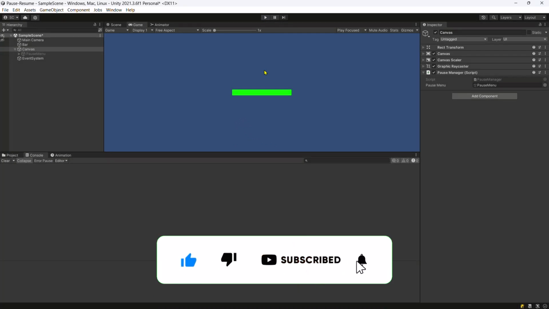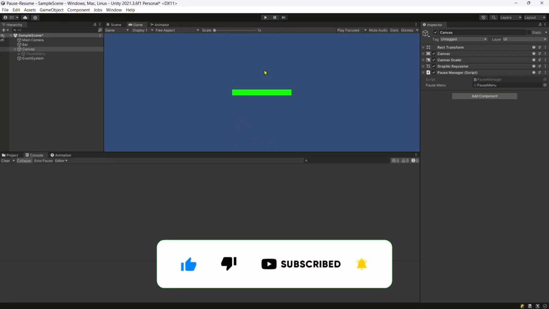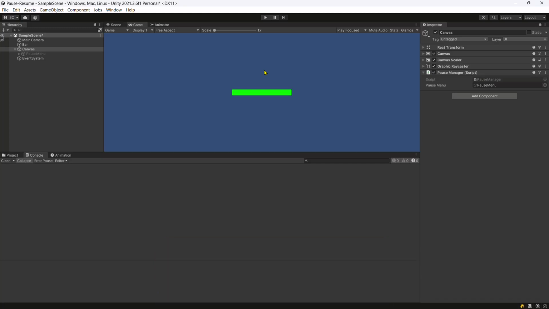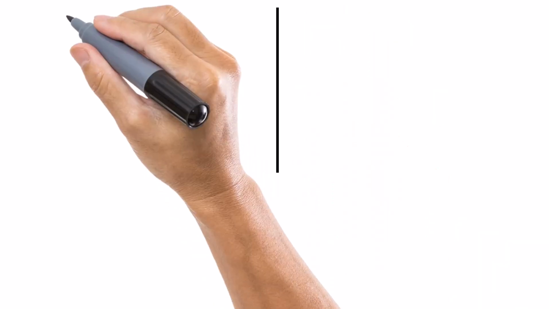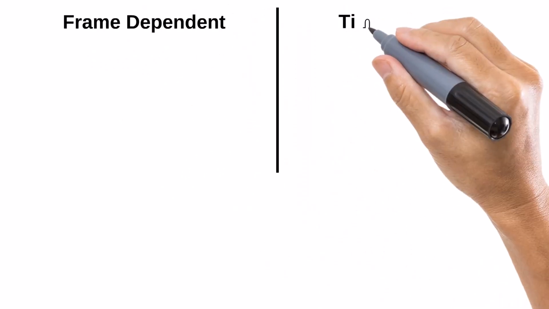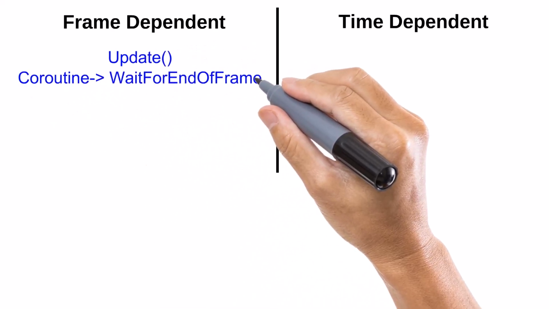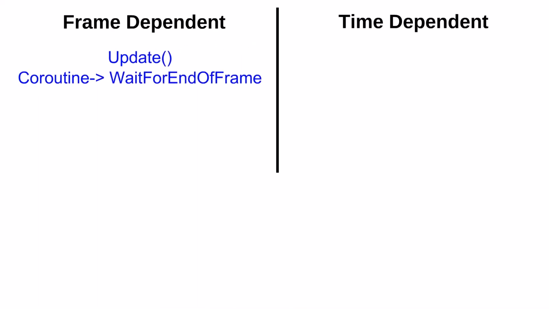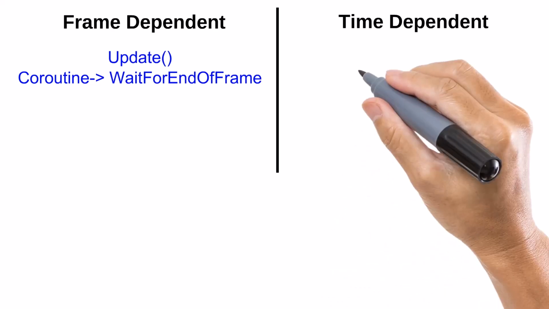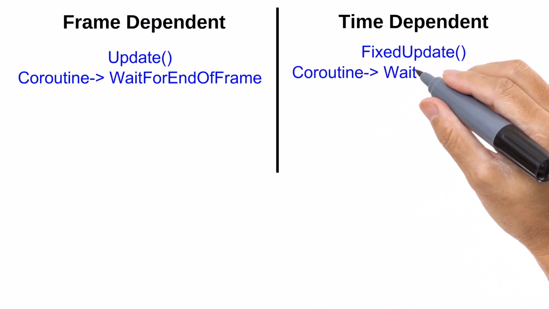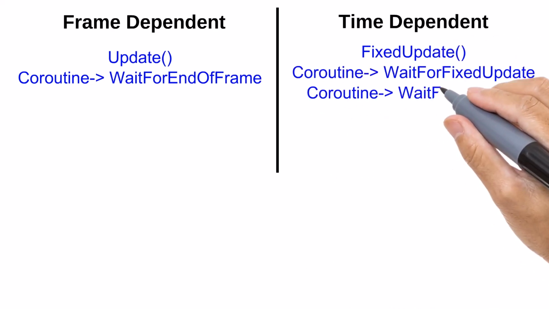But there is one important thing that we need to understand here. The functions that are called repeatedly at some interval can be divided into two parts, frame dependent and time dependent. The functions that are called on each frame are frame dependent. For example, update, coroutine with wait for end of frame. The functions that are called after a time interval are time dependent. For example, fixed update, coroutine with wait for fixed update, and wait for seconds.